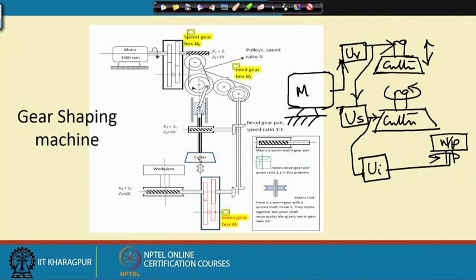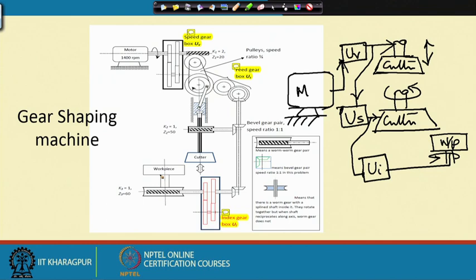I will be uploading a figure of the spline shaft so that you can understand, also a figure of the gear shaper in operation. After this there is another bifurcation, and it comes here and goes into UI and ends up in the workpiece.